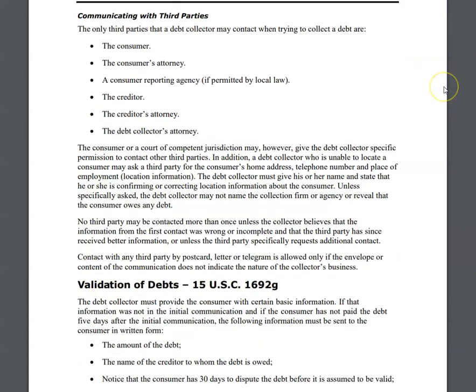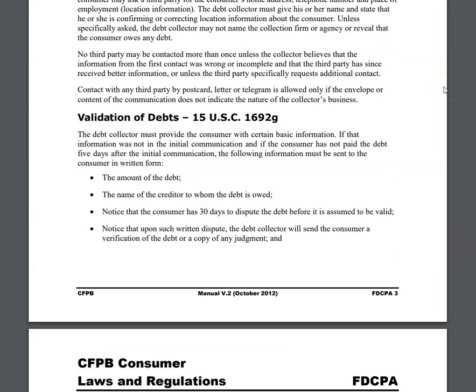Now, moving on. Validation of debt, 15 U.S.C. 1692g. The debt collector must provide the consumer with certain basic information. If that information was not in the initial communication, and if the consumer has not paid the debt 5 days after the initial communication, the following information must be sent to the consumer in written form: the amount of the debt, the name of the creditor to whom the debt is owed, notice that the consumer has 30 days to dispute any or all part of the debt.